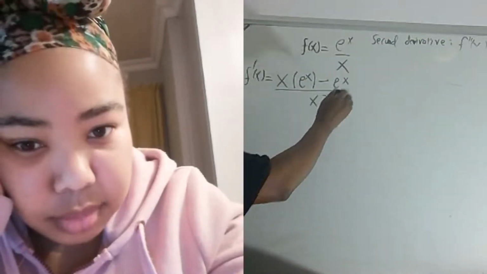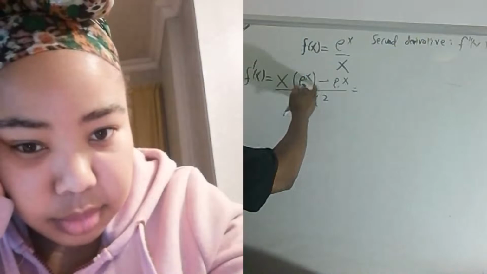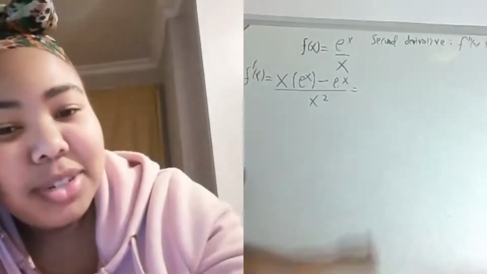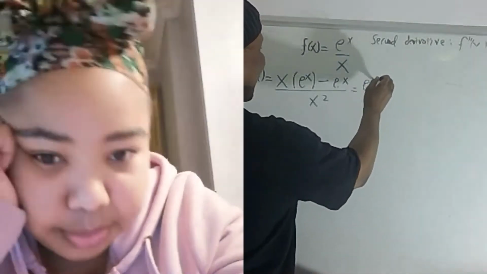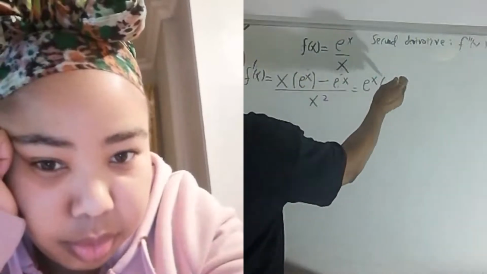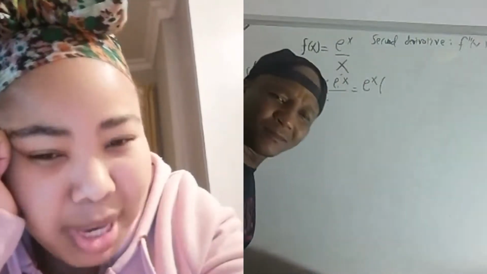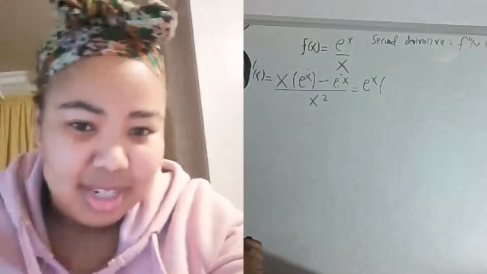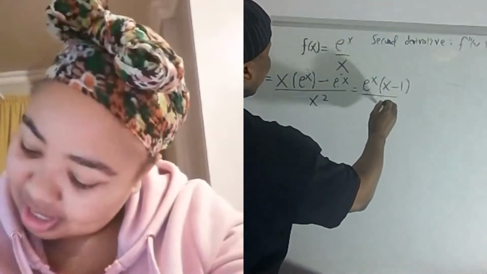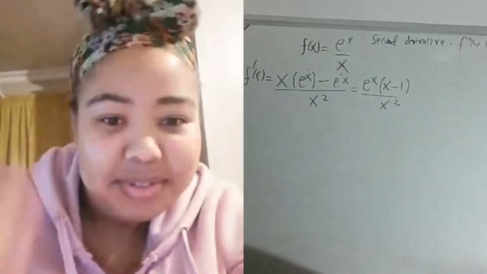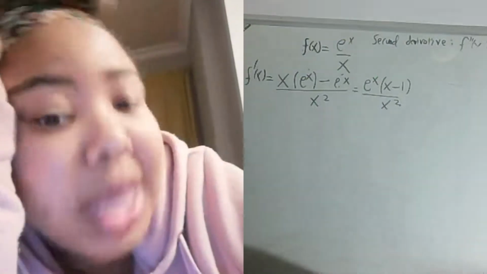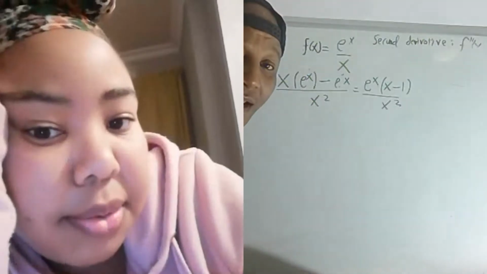So this you can write differently. You can take out the common factor, which is e to the power x. Because there's an e to the power x and an e to the power x, you take it out, and what's left is 1 minus x, sorry, x minus 1, over x squared. But this is the first derivative. You have to do it again for the second derivative.